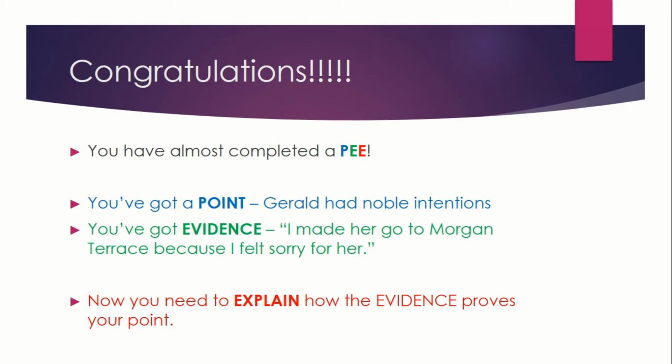Gerald had noble intentions. So he initially meant well in what he was doing. I've got some evidence, the first E in PEE: "I made her go to Morgan Terrace because I felt sorry for her." So now I've got my P, I've got my E, I need the other E, which is of course to explain. Now you've got to explain how the evidence proves your point.